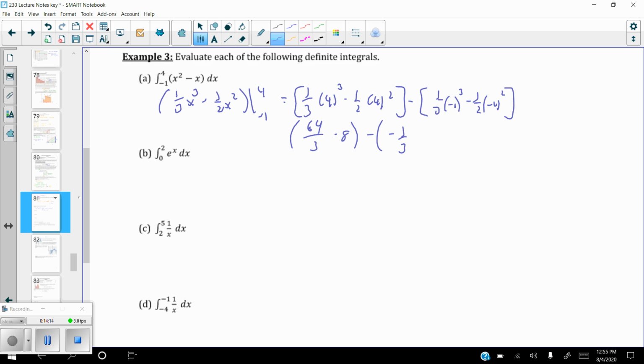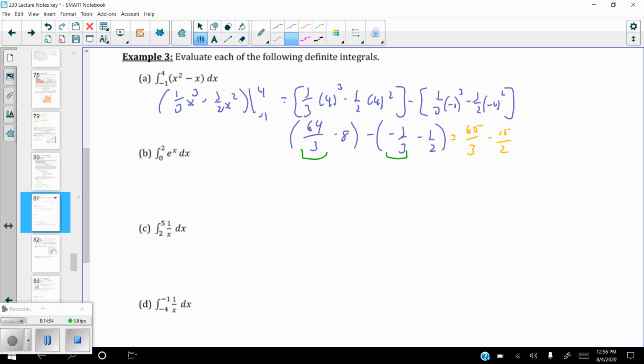-1 squared is 1, so that's just going to be minus 1/2. So 64 over 3 does not divide evenly, but I do have this extra 1/3 out here that I can use. So that's going to be 64 plus 1/3, so it's 65 thirds. Okay, 65 thirds, that's from the two things in green. Then I'm going to have -8 plus 1/2, which is going to be -7.5, which is the same as -15 halves.